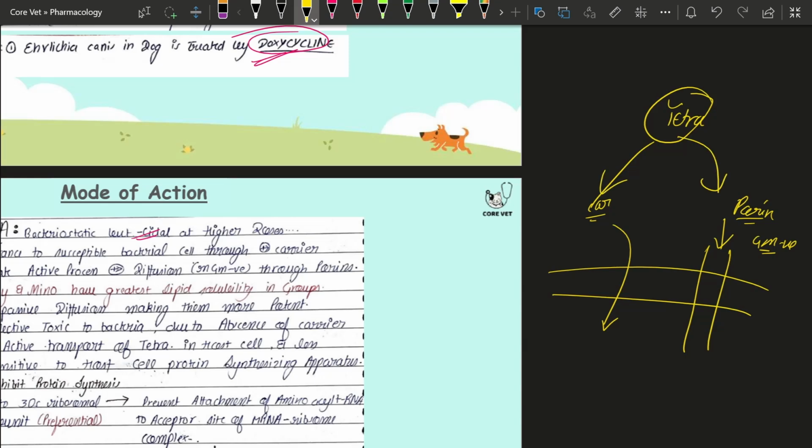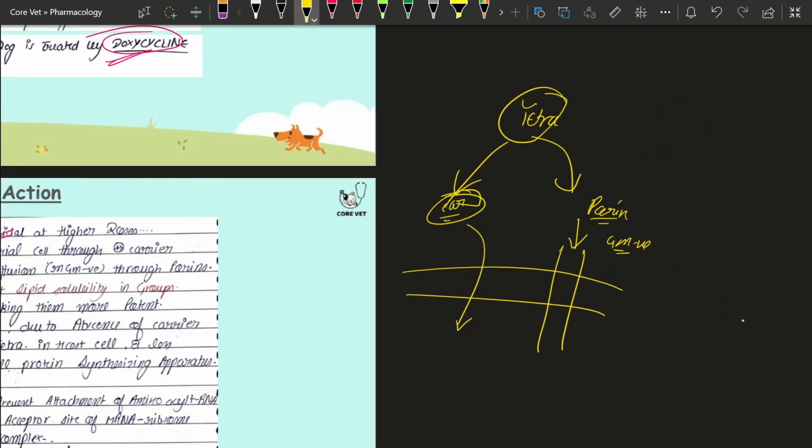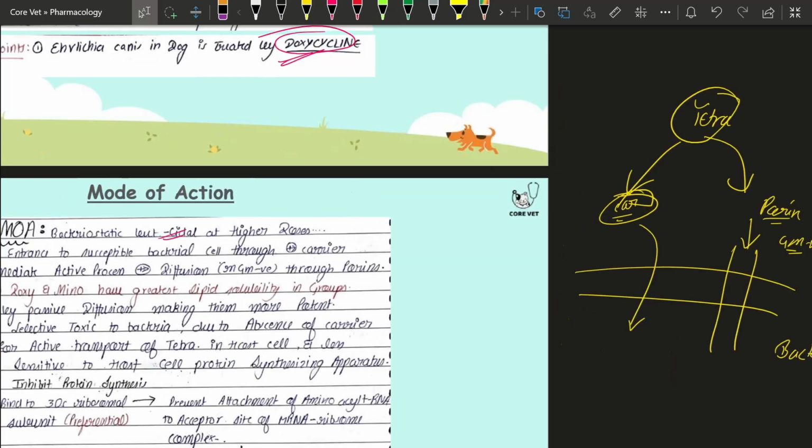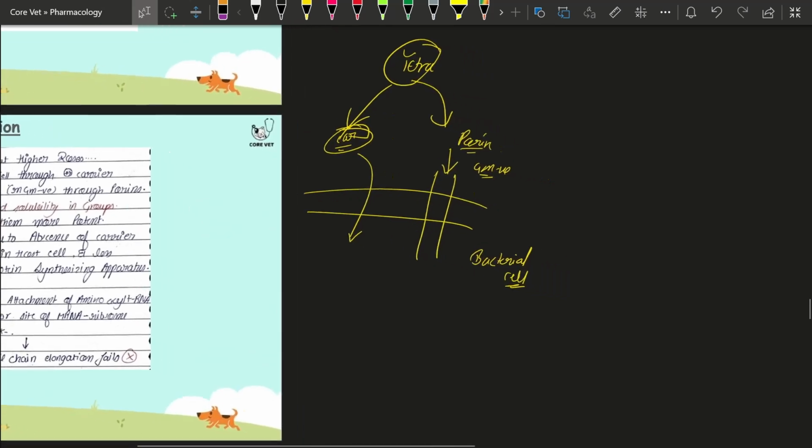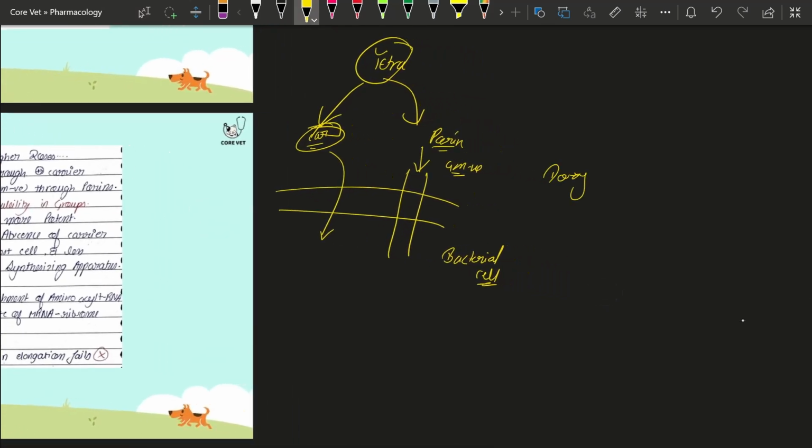First is the carrier mediated transport, right? So tetracycline can go into the bacterial cell in two ways, either through the porin channel that is there in the gram negatives, right, or through carrier mediated active transport. Okay, so that's how tetracycline can enter the bacterial cell, right? Now after entering the bacterial cell, doxy and minocycline are highly lipid soluble. Okay, doxy and mino are going to diffuse through the cell wall of the bacterial cell quite easily, right, because they are lipid soluble.